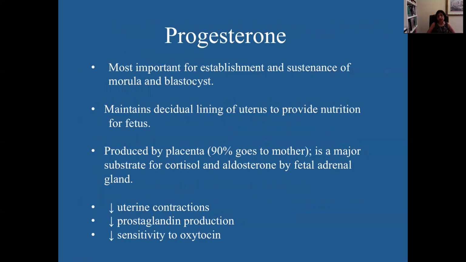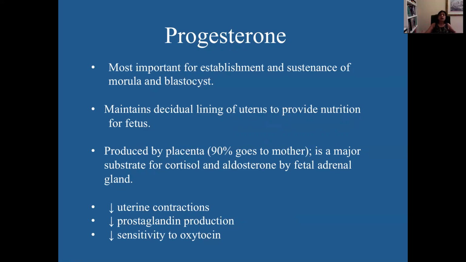And other hormones that we need to talk about are progesterone and estrogens. We already know that progesterone is a maternal hormone, an important one in the preparation of the corpus luteum to receive this blastocyst. It maintains the decidual lining of the uterus to provide nutrition for the fetus. The decidual lining is actually the portion of the maternal tissue that participates in the building of a placenta. Decidua is the maternal part of the placenta.